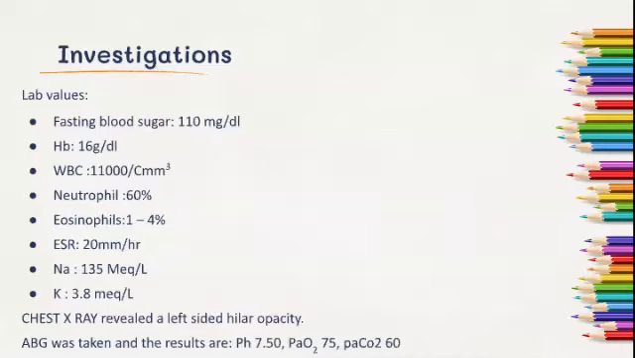Investigations. Lab values. Fasting blood sugar is 110 mg per dl. Hemoglobin 16 gram per dl. WBC is 11,000 per cubic millimeter. And neutrophil 60%, eosinophil 1 to 4%, ESR 20 mm/h, sodium 135 milliequivalent per liter, and potassium 3.8 milliequivalent per liter. The chest X-ray revealed a left-sided hilar opacity, and ABG was taken, and the results are pH 7.5, PaO2 75, and PaCO2 60.